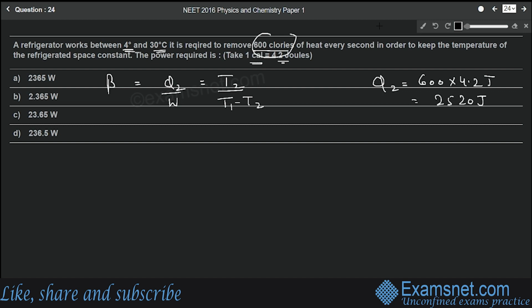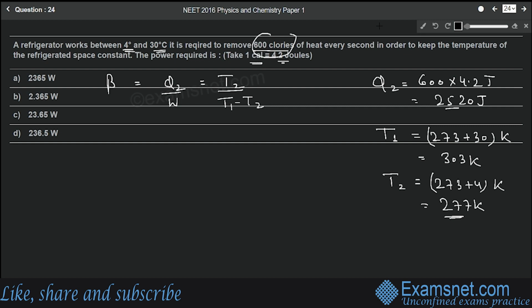Now what are T1 and T2? T1 is the higher temperature, or temperature of the room, which is given as 30 degrees Celsius. So 30 degrees Celsius means 273 plus 30 Kelvin, which is equal to 303 Kelvin. And T2 is the temperature inside the refrigerator, given as 4 degrees Celsius, so 273 plus 4 Kelvin, that is 277 Kelvin. So now we have the values of Q2, T1 and T2. Let's put the values.